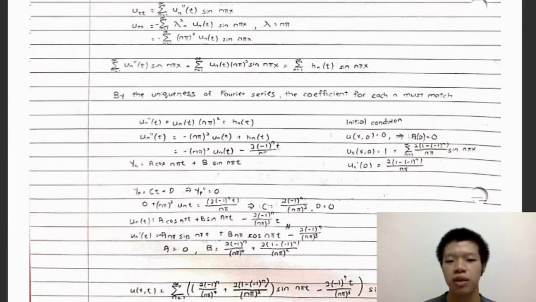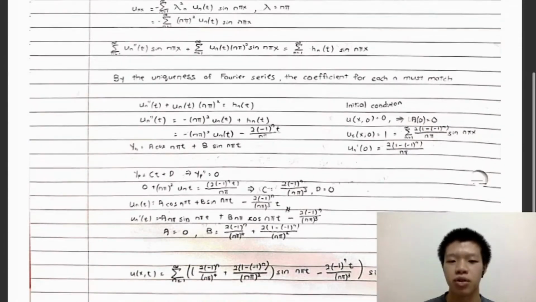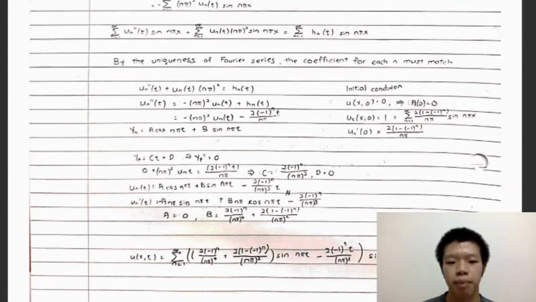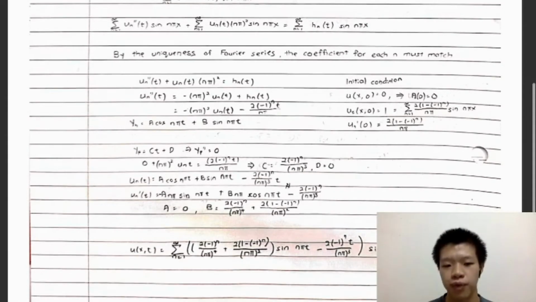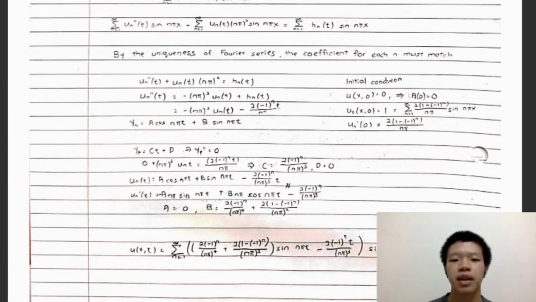MUC. We found the homogeneous solution and the particular solution, and by using that, we found the C value to be 2 times negative 1 to the power of n over n pi cubed, and D is equal to 0. And by using the MUC, we can find that u_n(t) is equal to A cos(n pi t) plus B sin(n pi t) minus C times t.